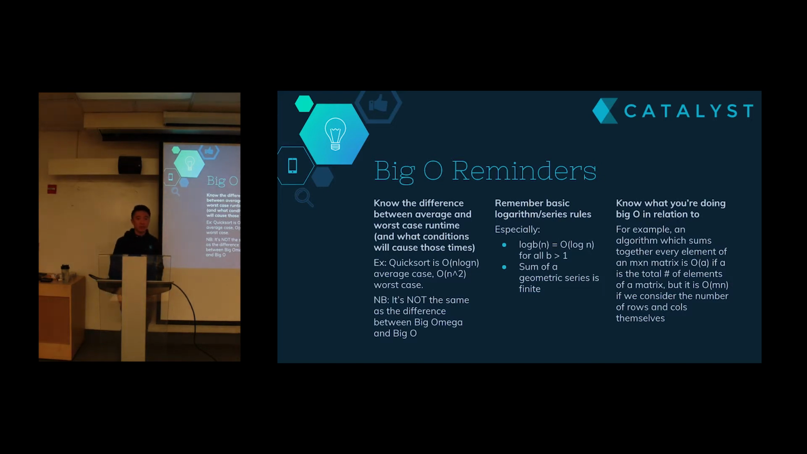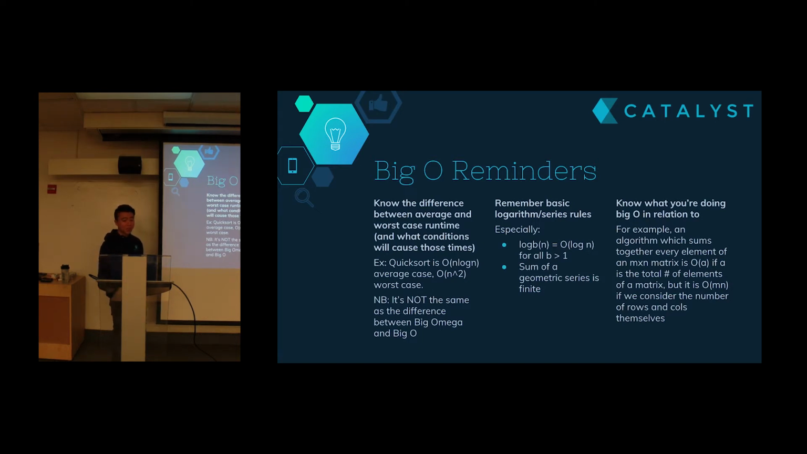The second is that, because Big O does talk about functions, you should probably remember some basic logarithm and series rules. There are two that I found to be particularly useful. The first one is that log base b of n is equal to O of log n for any base b that's greater than 1. You can prove that using basic log rules. That's why a lot of times you'll see log base 2 of n dropped to O of log n, because those things are the same. And the second one is that the sum of a geometric series is finite. This will come in more useful when we talk about divide and conquer algorithms after spring break, but it does come in relatively useful.